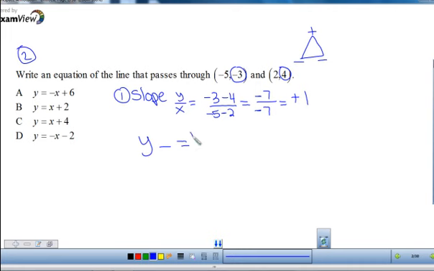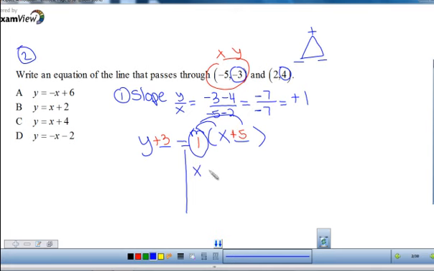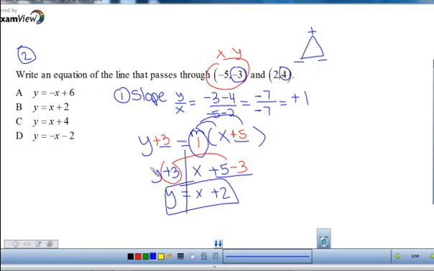So then we're going to write it in point slope form. The slope is 1. Pick a point where the x goes with the x. Since it's negative 5, it becomes positive 5. The y goes with the y. Since it's negative 3, it becomes positive 3. And one last step, you have to solve for y. So we're going to distribute the 1. So we get 1x plus 5. Bring down the y plus 3. And then we're going to subtract 3. So we get y is equal to x. 5 minus 3 are different signs, so we're going to subtract. So y equals x plus 2.